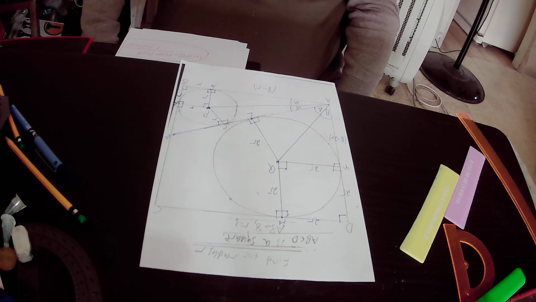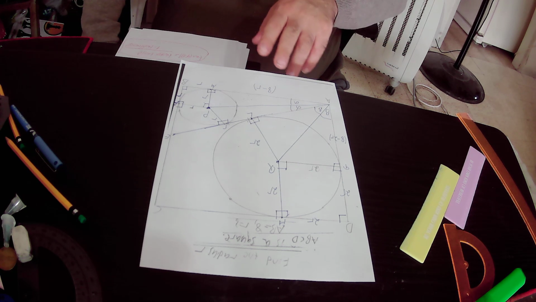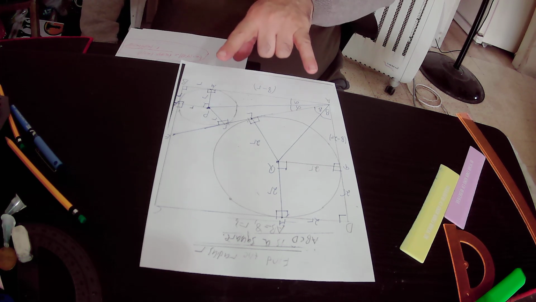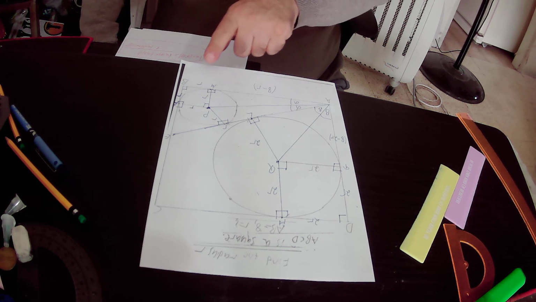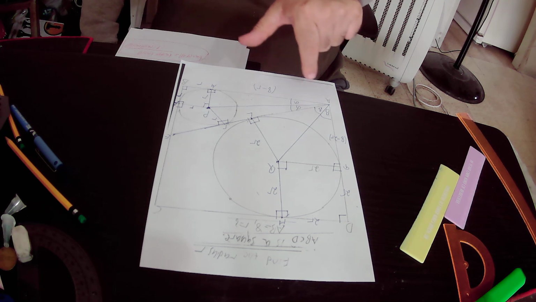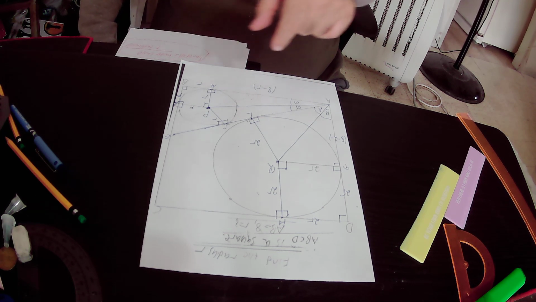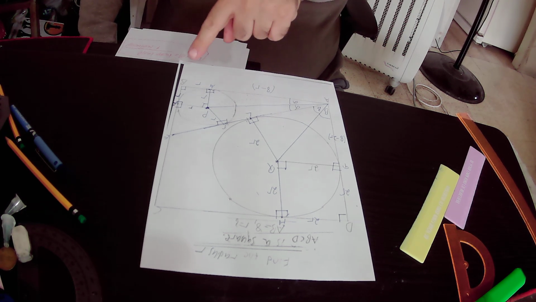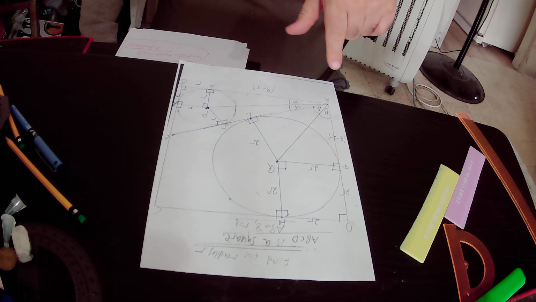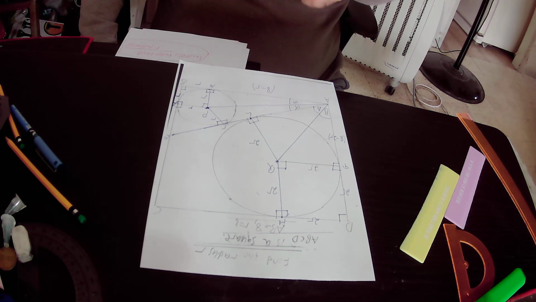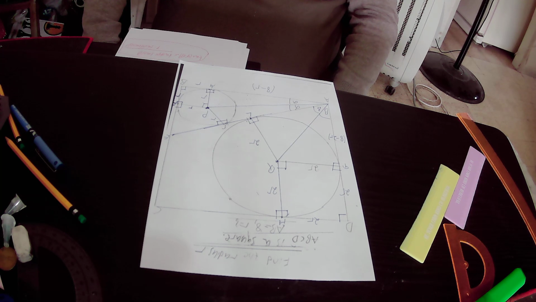And we can do the same thing here. We know that AB equals 8 units and MB equals R. So AM will be equal to AB minus MB, and AB is 8, MB is R. So AM will be equal to 8 minus R. Okay?